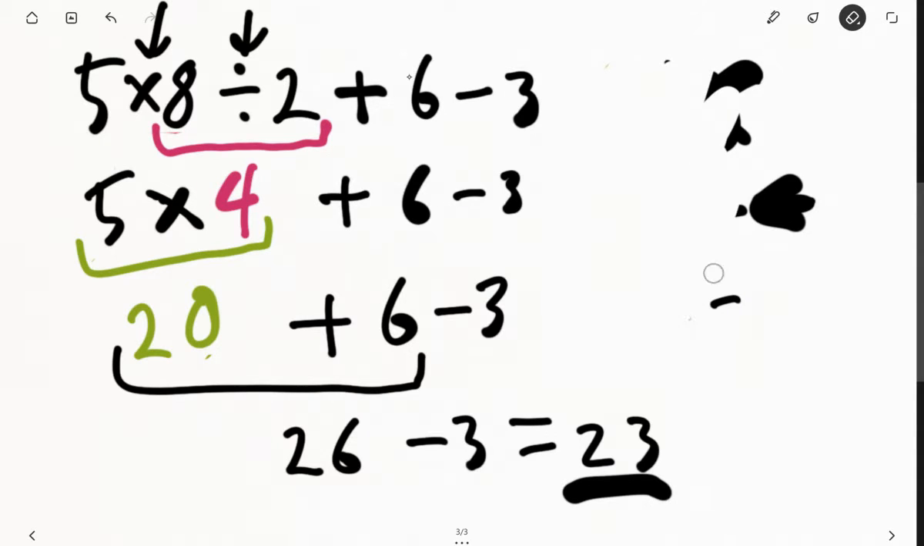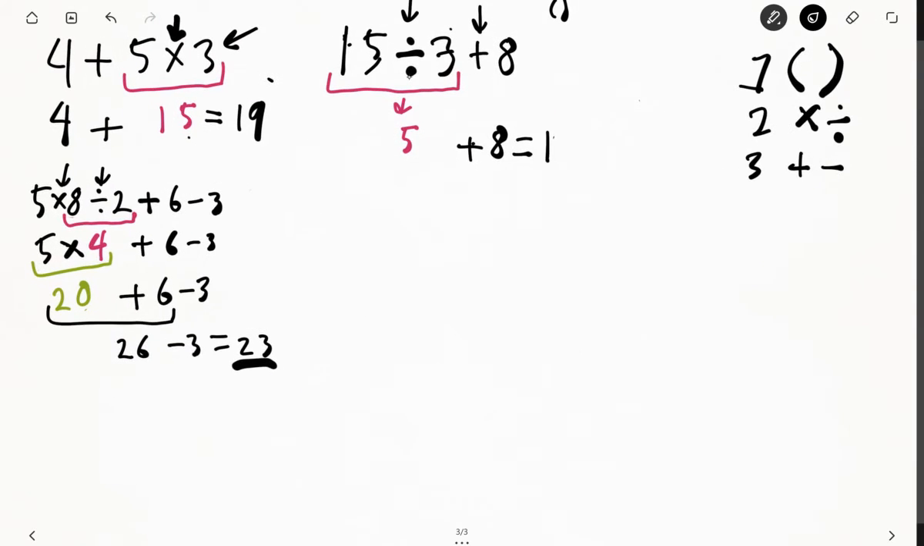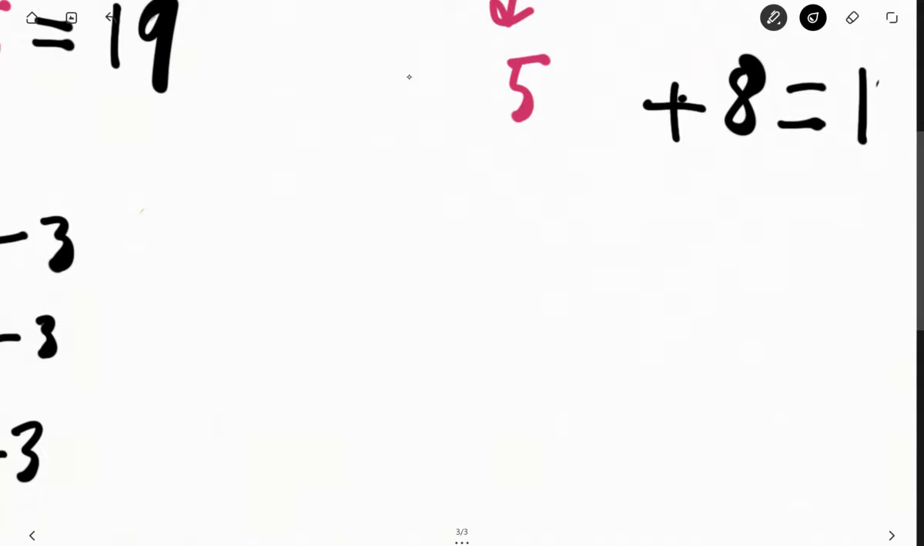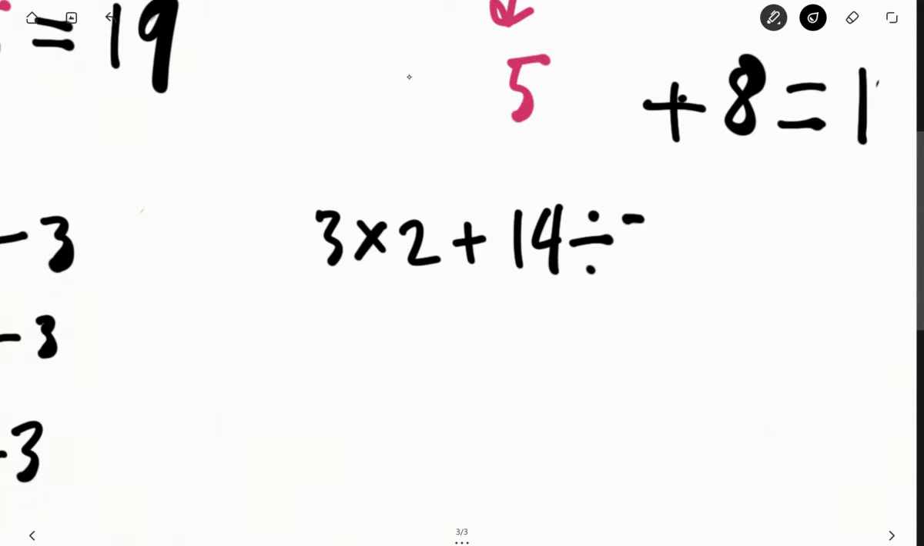So let's do another problem. This time, I'm going to mix it up a little bit. So we're going to do 3 times 2 plus 14 divided by 7 minus 6. Alrighty, so this problem is interesting because it's got all the symbols once again except for parentheses.